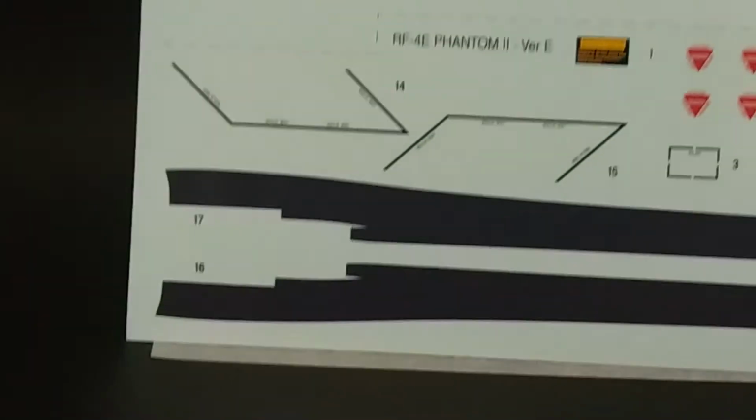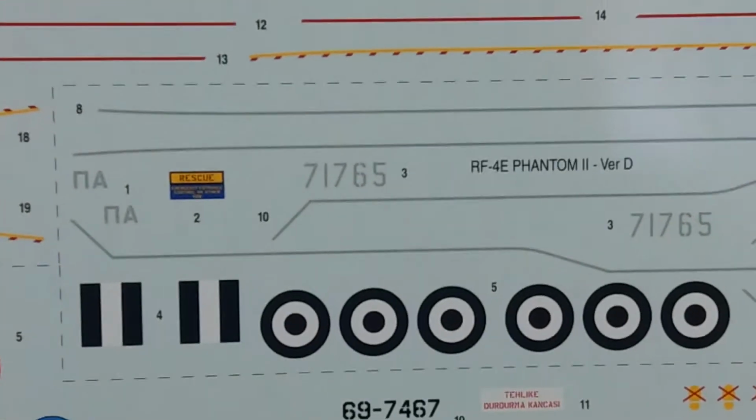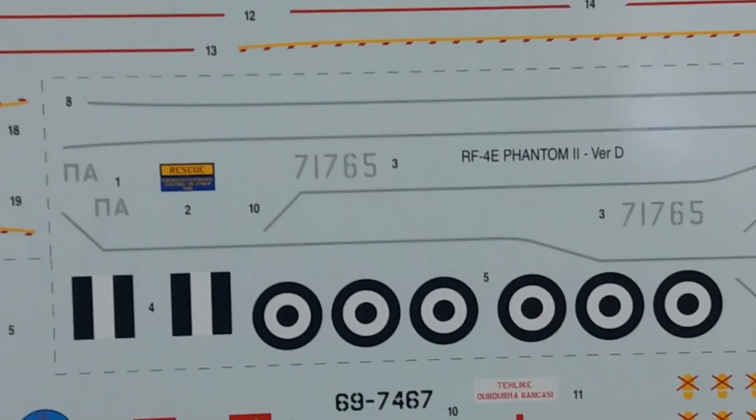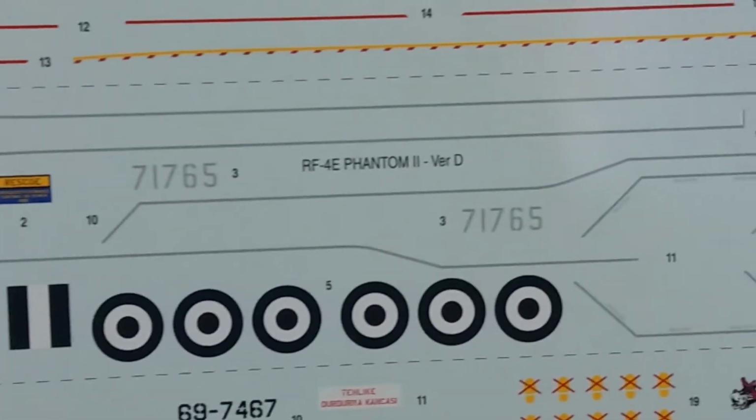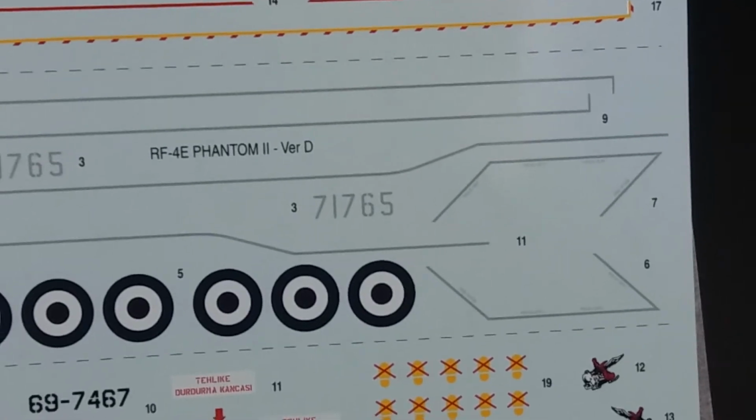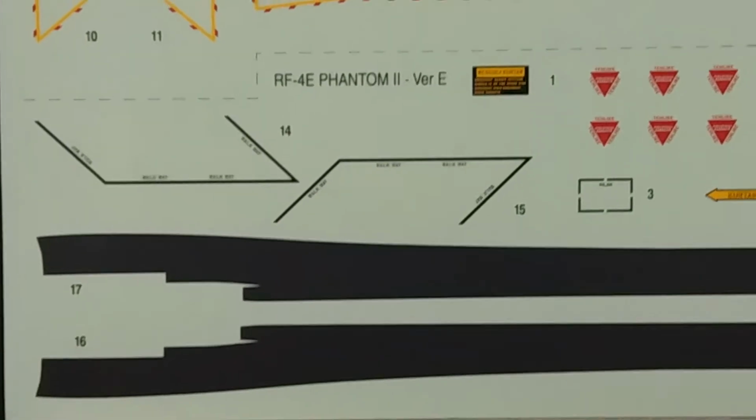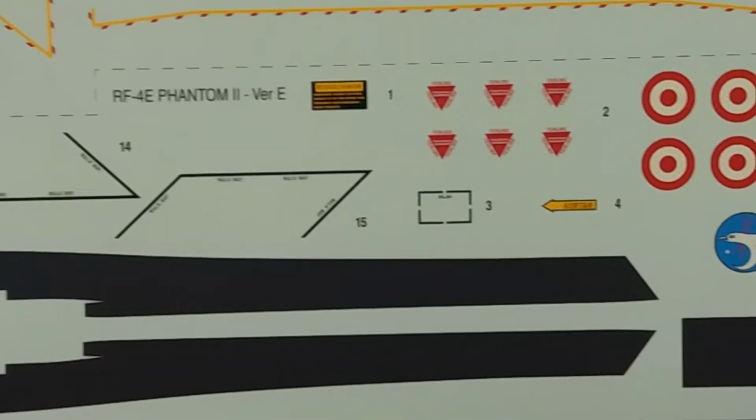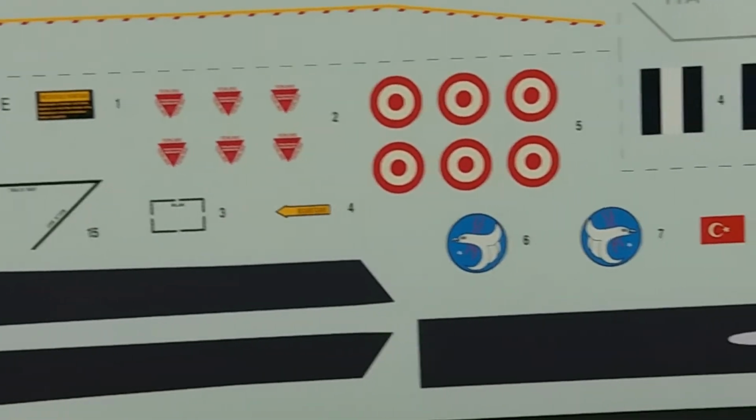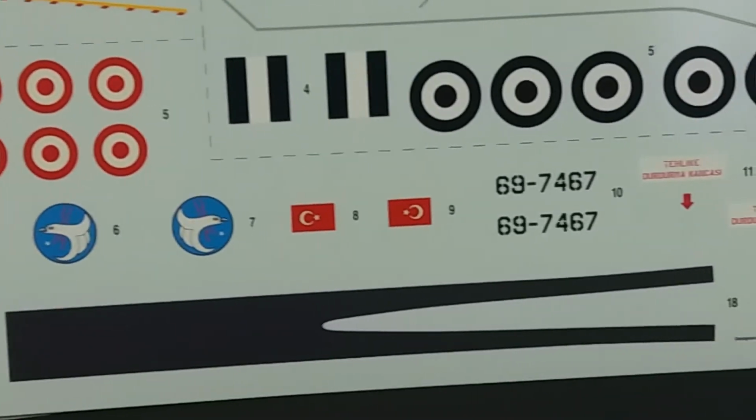Then you have version D, which is the Greek Air Force. Not too much for this guy. Then version E, which would be Turkey. Okay, so there you have it for the decal sheets. Quite a lot.